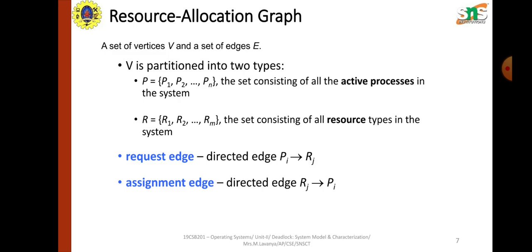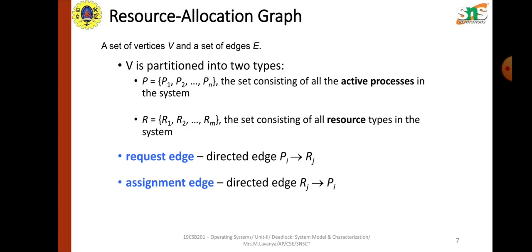Obviously, a graph is nothing but a combination of vertices and edges. Here the vertices are represented by V, and the vertices consist of the processes and resources. These are the two kinds of inputs we will be using on the vertices, and the edges are the connectivity between the process and the resource. Here the active processes are represented as P1, P2, P3 up to Pn, and the resources are represented as R1, R2, R3 up to Rm. These are the vertices, and the edges are the connectivity which was established.